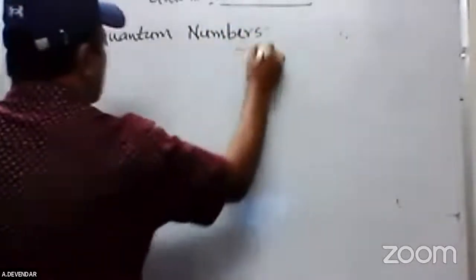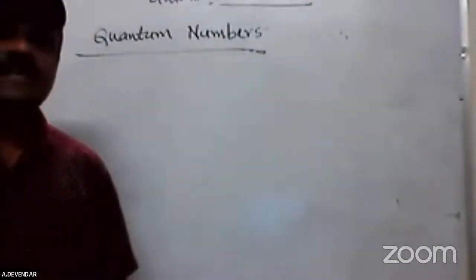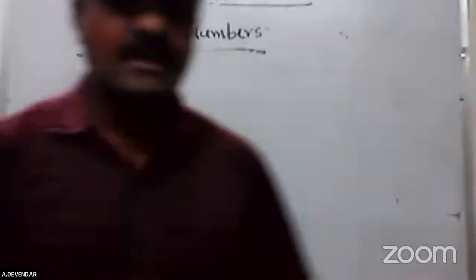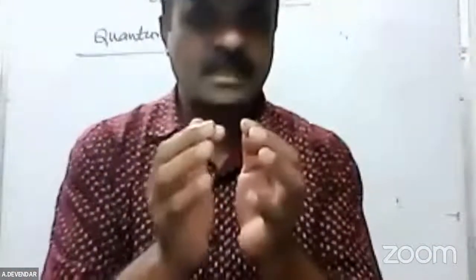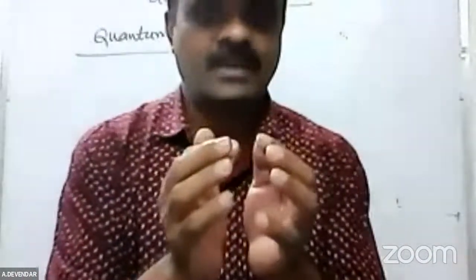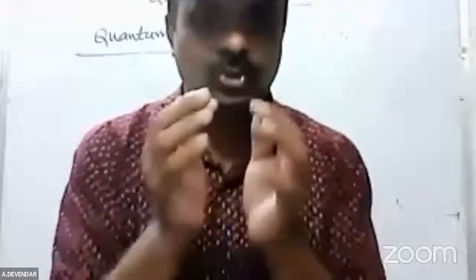So what are quantum numbers, sir? Why is it important to study? Already you know that there are fundamental particles: the proton, the neutron and the electron. The proton and neutron are present at the center, in the nucleus. That's why the nucleus is called the nucleon. The mass of the atom is concentrated in the nucleus, and the electron is revolving around the nucleus.